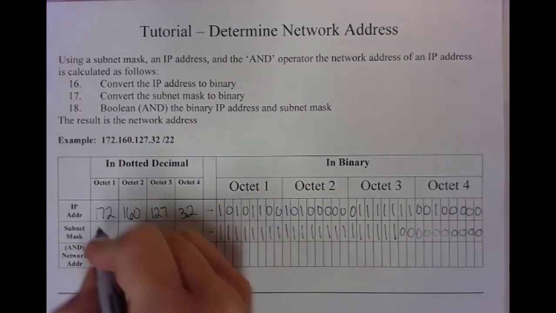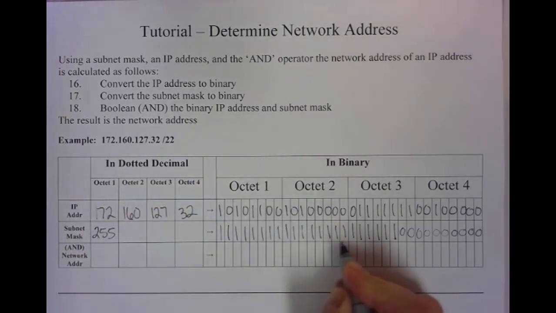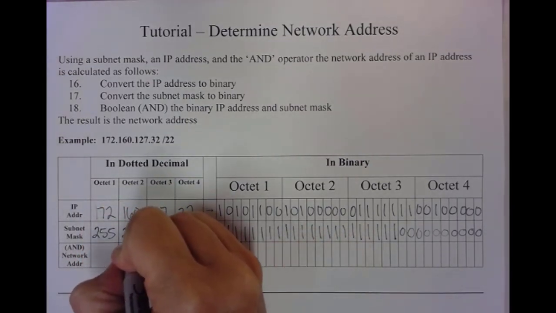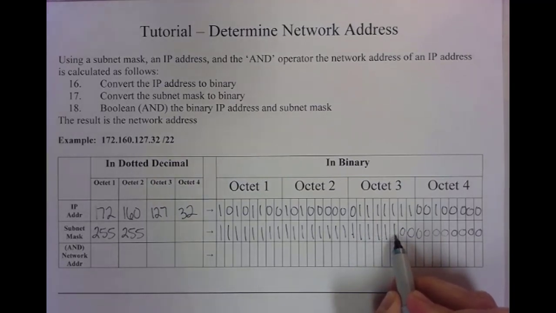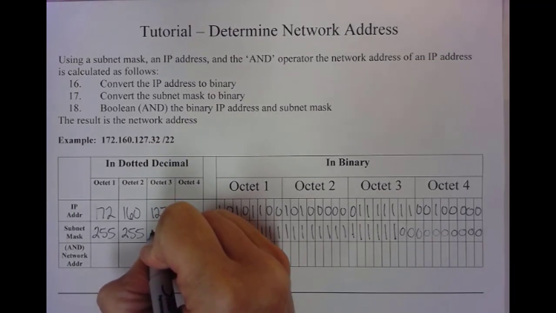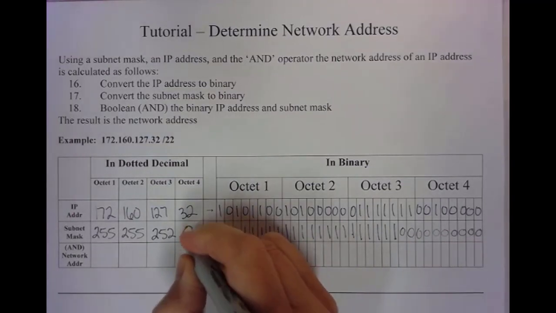So I know that when everything is on, I have a 255. Everything in octet 2 is on, it's a 255. So here in my third octet, if I add 128 plus 64 plus 32 plus 16 plus 8 plus 4, I have a 252. Everything in the last octet is off.